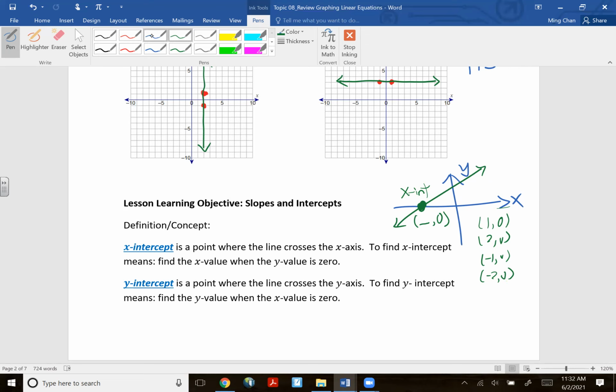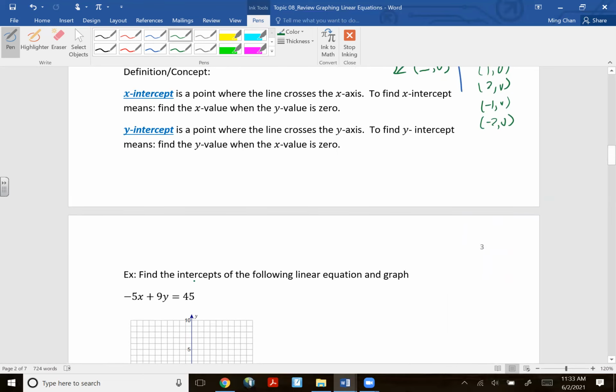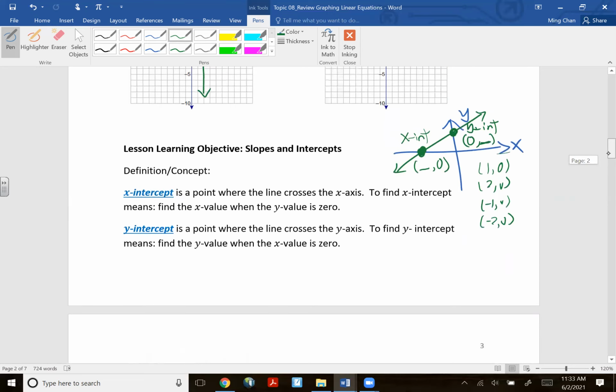The y-intercept is when the line crosses over the y-axis. That's called the y-intercept. Okay, so on the y-axis, all the x values are zero. So to find the y-intercept simply means we will find the y value when the x value is zero. So find the intercepts, and then we're going to graph it. So we're going to use the intercepts to help us to graph.